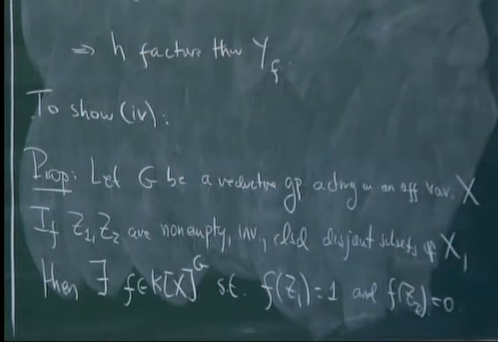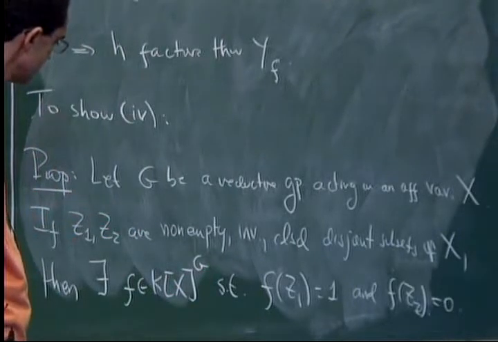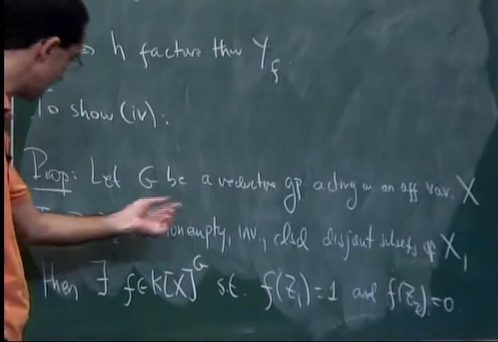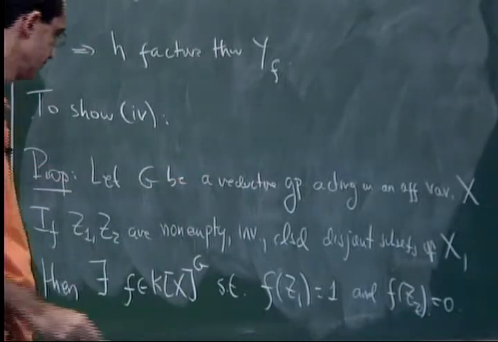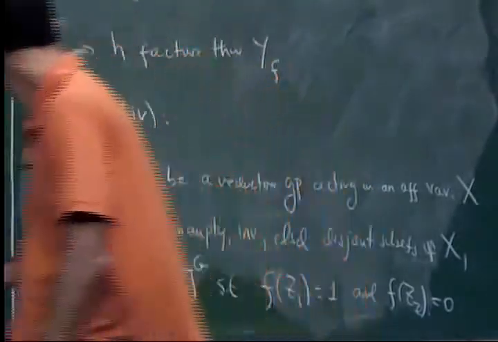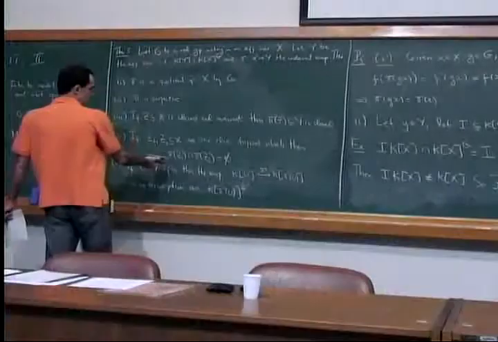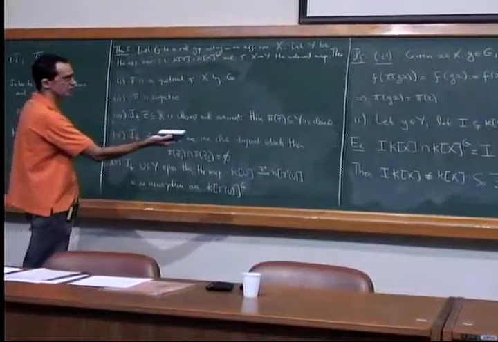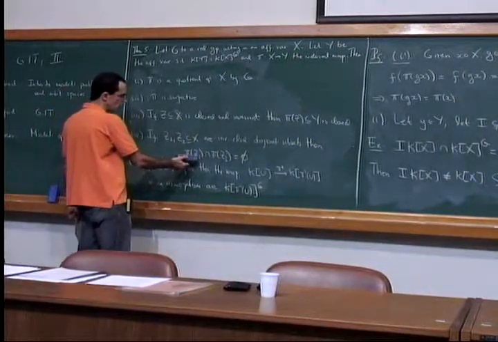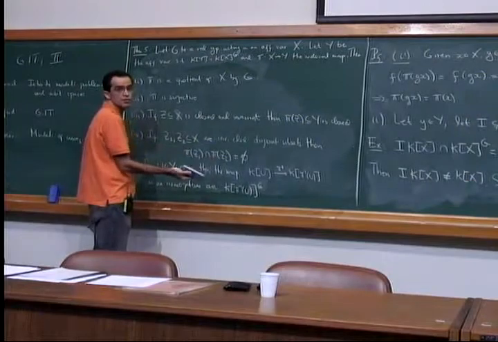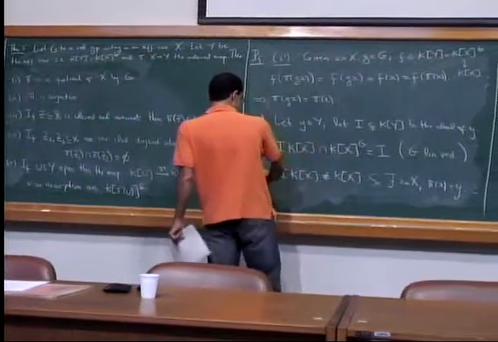Okay? So except for the invariance, this is trivial because Z1 and Z2 are disjoint. But what I'm claiming is that if they are invariant, then you can get an invariant function that does this separation. And if you prove that, then we're done, right? Because that function descends to a function on Y, and that function sends pi of Z1 to 1 and pi of Z2 to 0. So they cannot intersect. So let's show the proposition then.